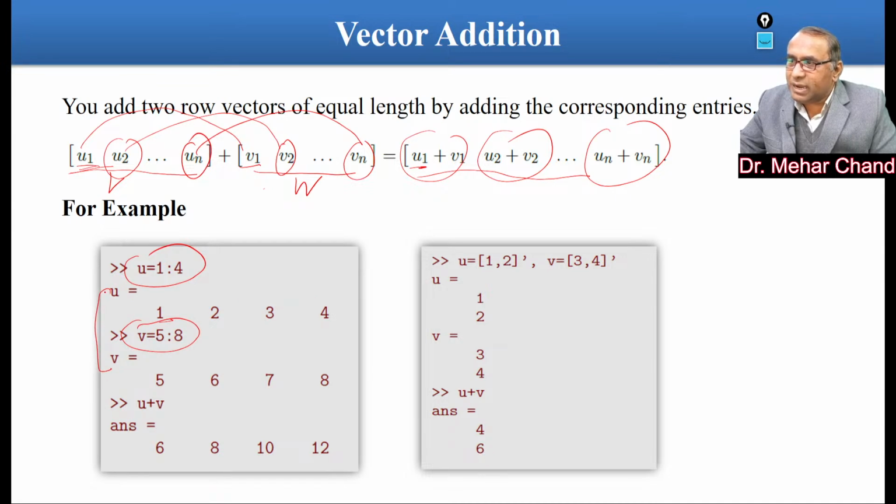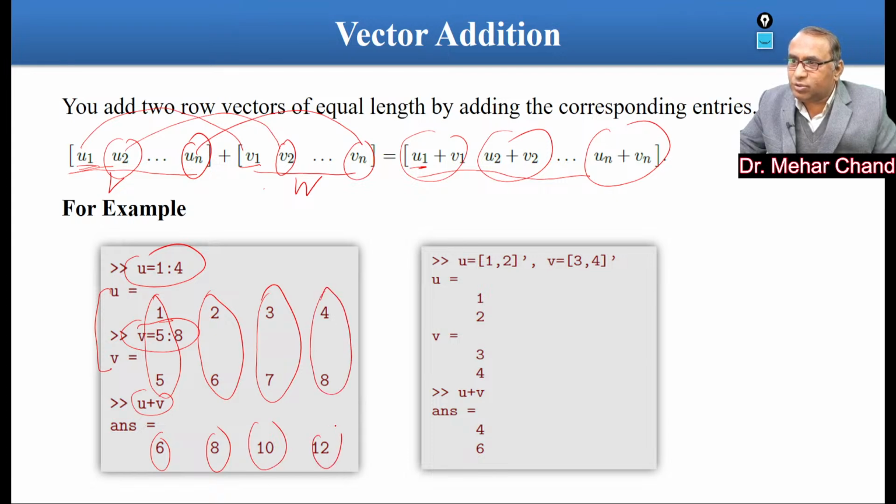The lengths of these two vectors are equal, and when we add u plus v, you can see 1 plus 5 we have 6, the addition of these two elements we have 8, the addition of these two elements we have 10, and the addition of these two elements we have 12. So the same rule is applied in MATLAB also, and you can see carefully.